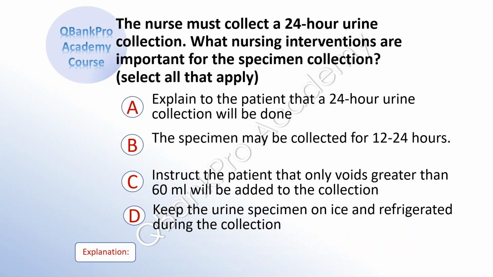The nurse must collect a 24-hour urine collection. What nursing interventions are important for the specimen collection? A. Explain to the patient that a 24-hour urine collection will be done. B. The specimen may be collected for 12 to 24 hours. C. Instruct the patient that only voids greater than 60 mils will be added to the collection. D. Keep the urine specimen on ice and refrigerate it during the collection.